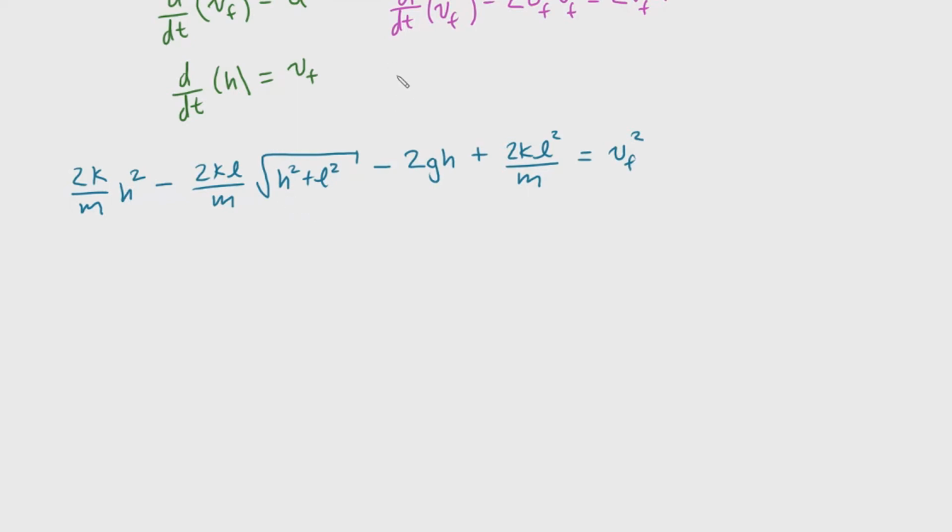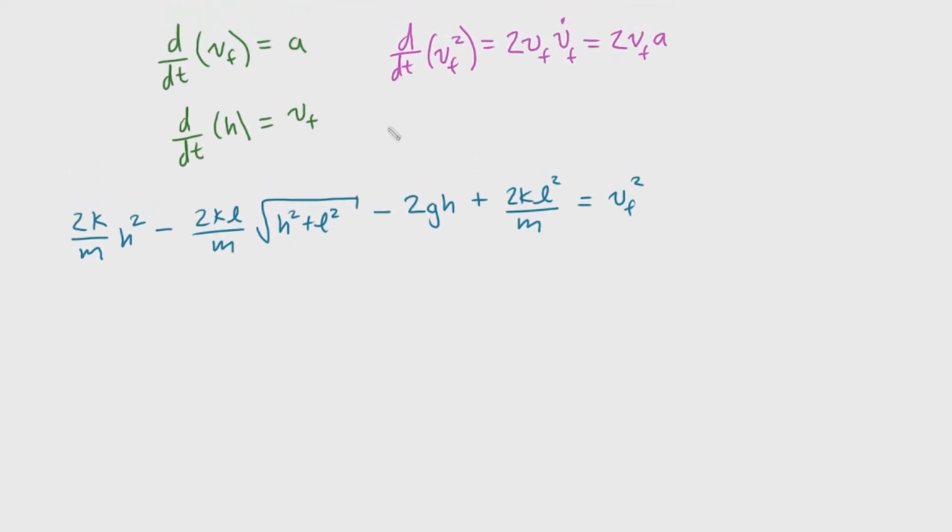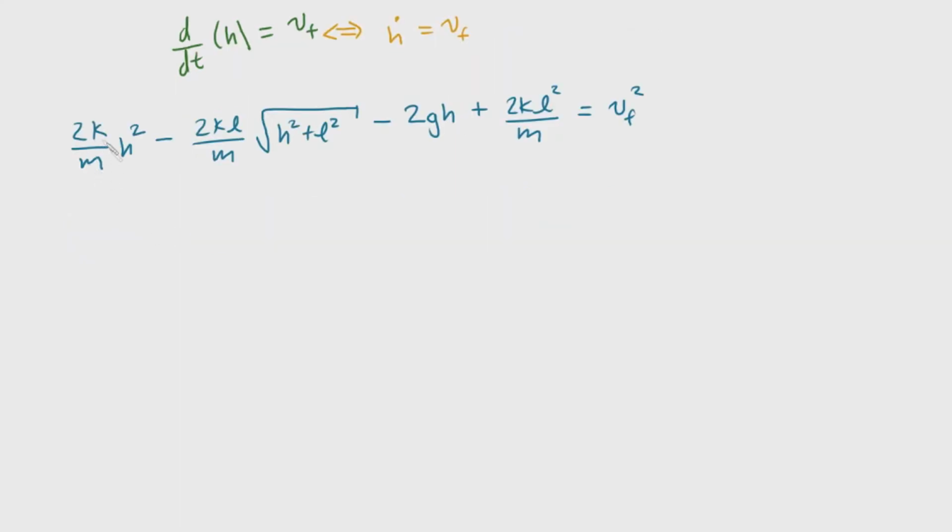So I'm going to denote the acceleration in the y direction. So we're going to say h dot, which is the same as the time derivative of h, is just going to be equal to the final velocity. So this right here is just the same thing that we said earlier, but I'm using a new notation with the dot. So let's take the time derivative of this.